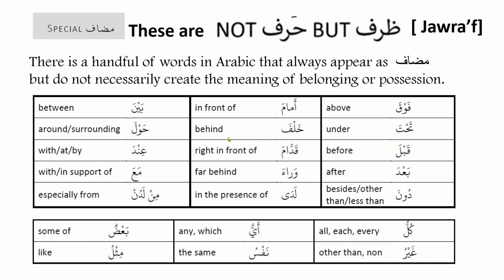Okay. So we have a special mudaf, and the special mudaf has 15 words, okay? And why are they special? Because they have a special quality: they give the indication of a place or a time, like above, under, below, okay? And these are very commonly used, okay? Usually they are in the nasab status. They could be rafa and they could be jar as well, in some of the cases.